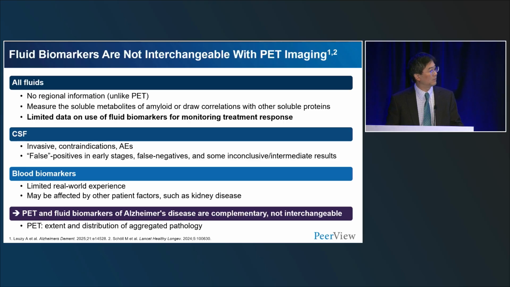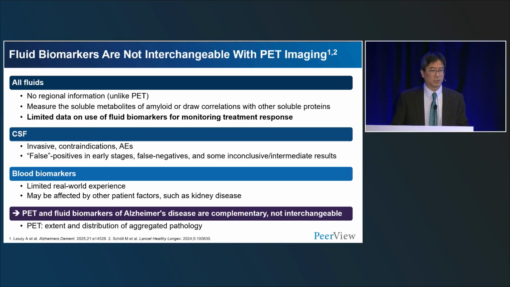There's very limited data on using fluid biomarkers for monitoring treatment response. All that being said, fluid biomarkers are very important and widely used, okay? CSF, of course, there could be potential contraindications in any specific patient, much less being some difficult in patients with severe lumbar degenerative changes. And like any test, you can get false positives in early stages and false negatives. And like any test, it also depends on your pretest probability.